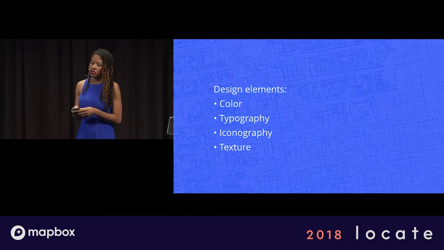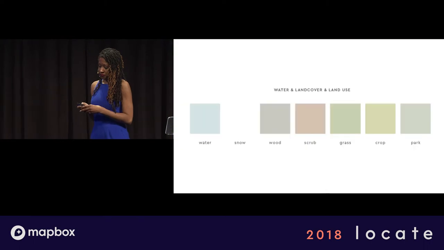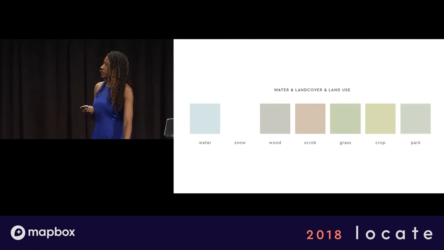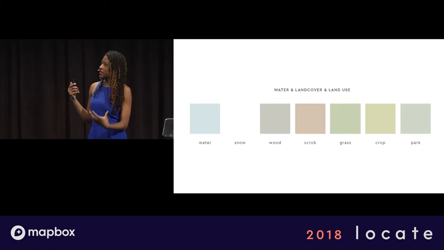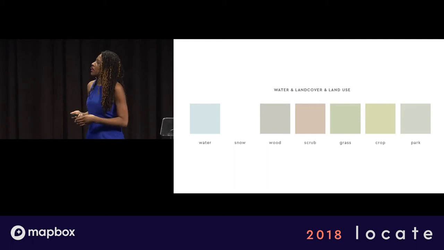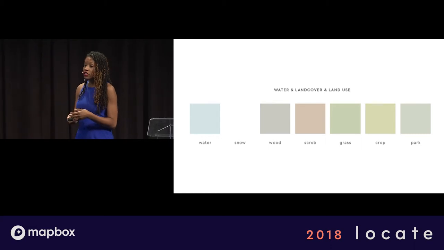So the design elements we're going to talk about are color, typography, iconography, and texture. This is the color that I used for LA terrain. And like I said, the color is very earthy, muted. These are all different hues, but I'm using the same saturation level, so the dominance of the color itself is similar. That's something I usually do with the styles: pull down the saturation or adjust the levels of lightness or darkness and make sure that those match across the different hues.